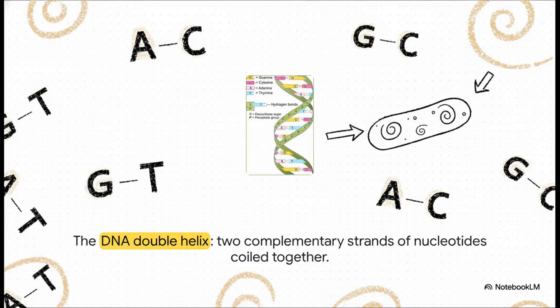And here it is, the iconic double helix. You've got 2 strands of nucleotides coiled around each other. What holds them together? It's that simple, beautiful rule of complementary base pairing. Adenine always with thymine, and guanine always with cytosine. That simple rule is why genetic information can be stored and copied so reliably.